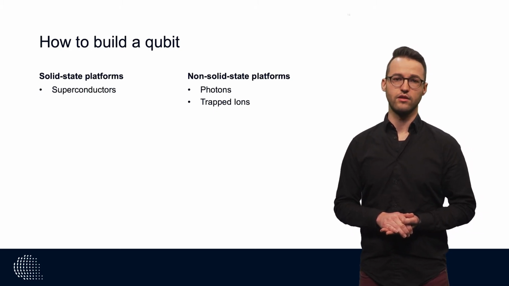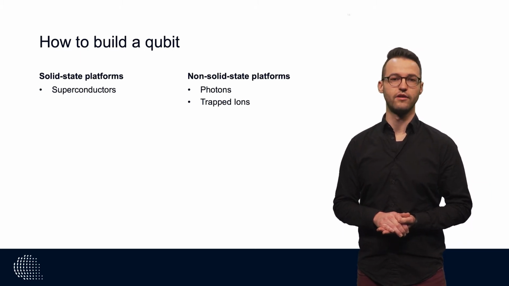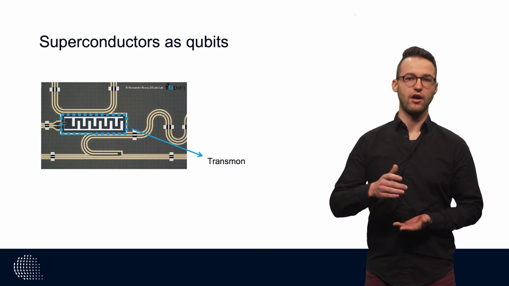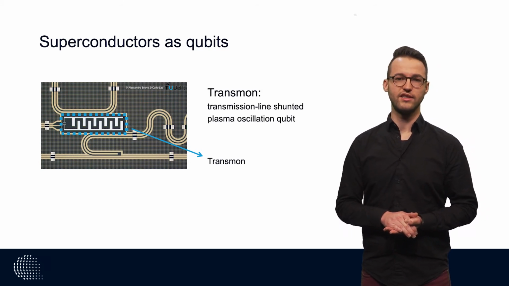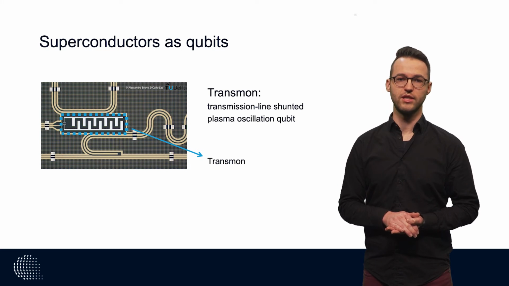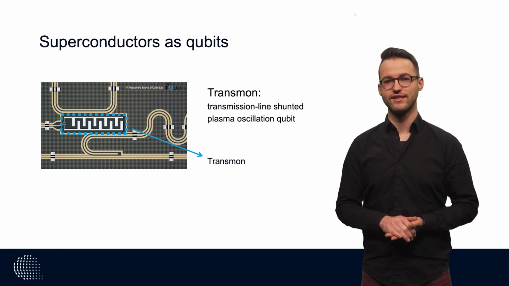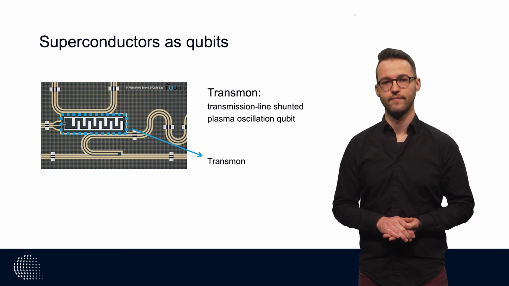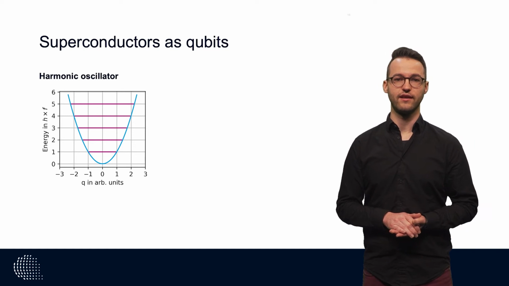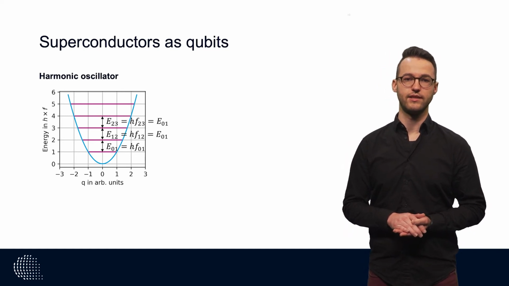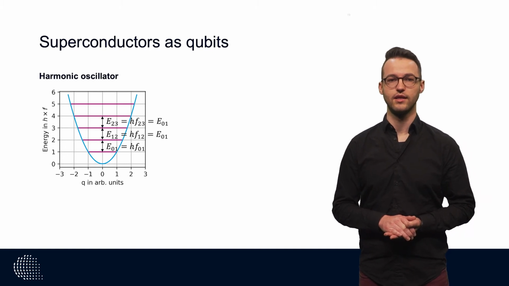The first one is, thanks to Google and IBM, probably the most well-known platform and consists of superconducting qubits. The most common implementation is the so-called transmon qubit. The term transmon is actually an abbreviation for transmission line shunted plasma oscillation qubit. In simpler terms, the physical system is an anharmonic oscillator. As you might know, a harmonic oscillator has energy levels that are equidistant to each other with a spacing h times f, the resonance frequency f and the Planck constant h.